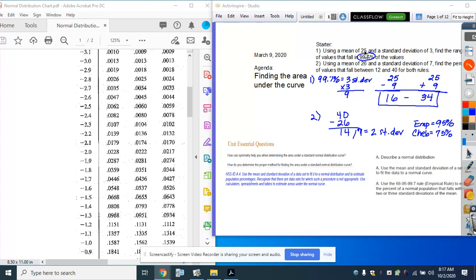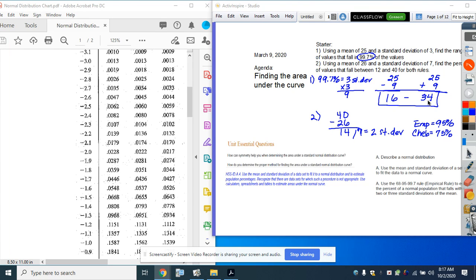Now I can be that distance to the left and I can be that distance to the right. So I'm going to take 26 and my distance to the left would be subtracting 9, which is 16. And then my distance to the right would be adding 9. So 25 plus 9 gives me my 34. So that's the two numbers I need for the range. Remember, if you're doing range, you must have two numbers. If you're working with a percentage, you only have one number.